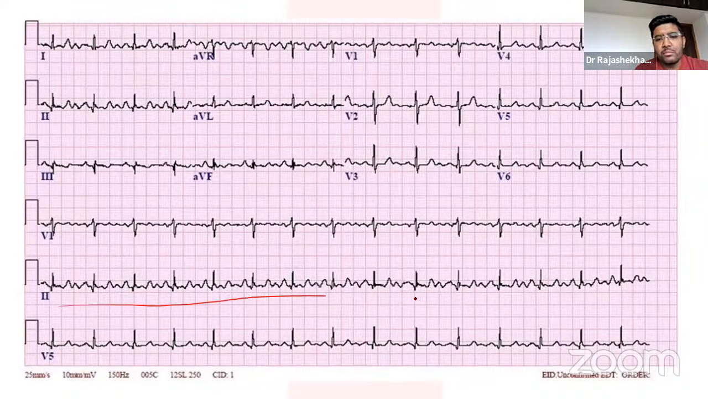This is a lead-2 rhythm strip. So this appears like 3 P waves with 1 QRS. So this can also appear like a 3:1 atrial flutter. Whereas in fact, this is a T wave, this is a U wave, this is a P wave. This is a T wave, this is a U wave, this is a P wave.